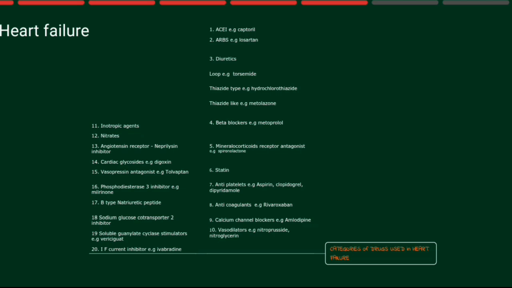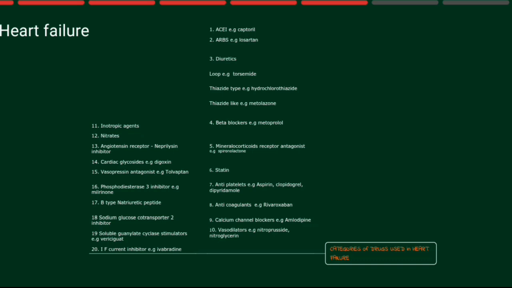We also use beta blockers, we use mineralocorticoid receptor antagonists, we use statins, we use antiplatelets, we use anticoagulants, we use calcium channel blockers, we use vasodilators, we use inotropic agents, we use nitrates, we use angiotensin receptor neprilysin inhibitor, we use cardiac glycosides like digoxin, we use vasopressin antagonists like tolvaptan, we use phosphodiesterase 3 inhibitors, we use B-type natriuretic peptide, we use the sodium glucose cotransporter 2 inhibitor, and we also use the If current inhibitor like ivabradine, and the soluble guanylate cyclase stimulator.